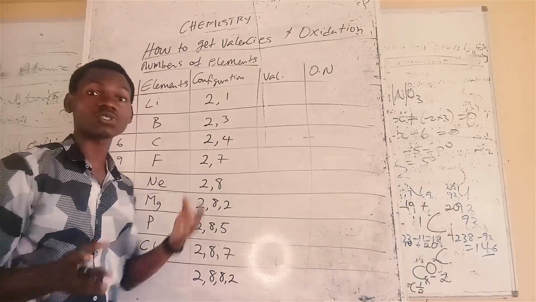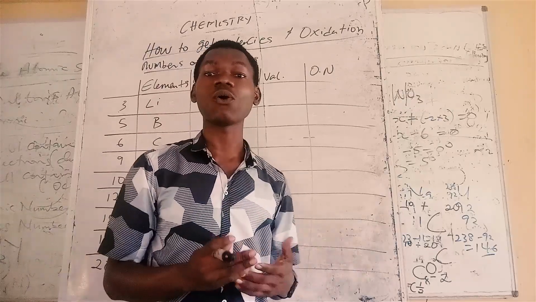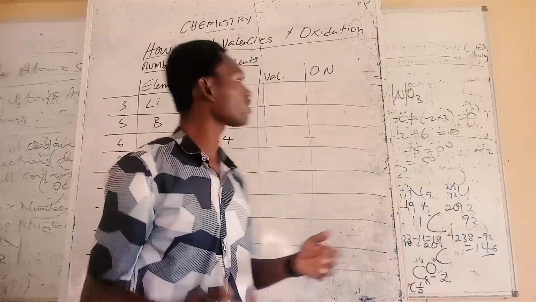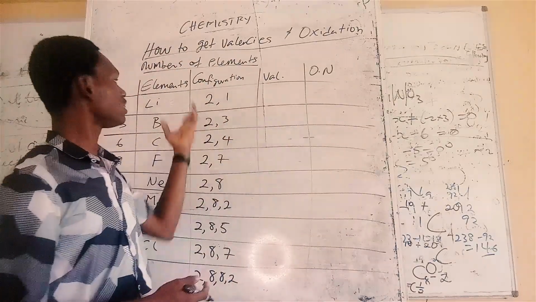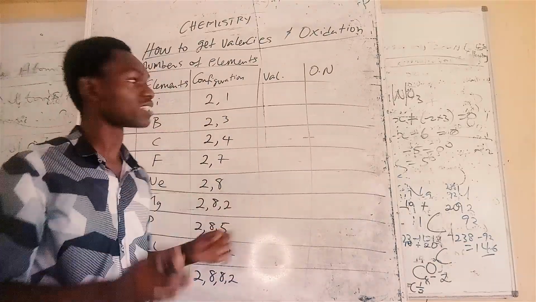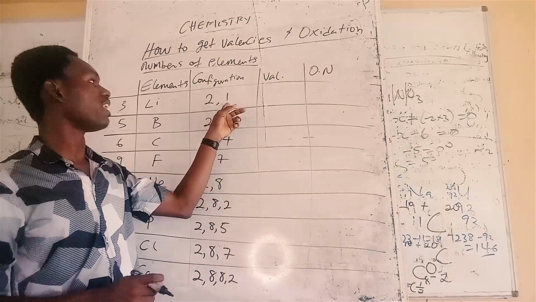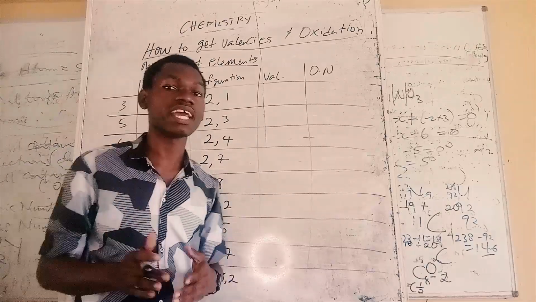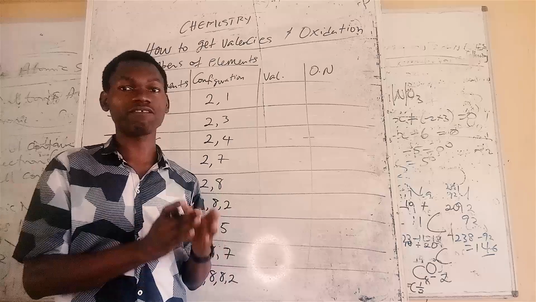Like I said, if you don't know how to write electronic configuration, check my previous video to see how I taught the electronic configuration in very simple terms. Now let's continue. How do we get the valencies of these elements using their electronic configuration? First of all, we have to ask ourselves, what will lithium do with its valence electron, its outermost electron, in order to have 8 electrons in the second shell or 2 electrons in the first shell?